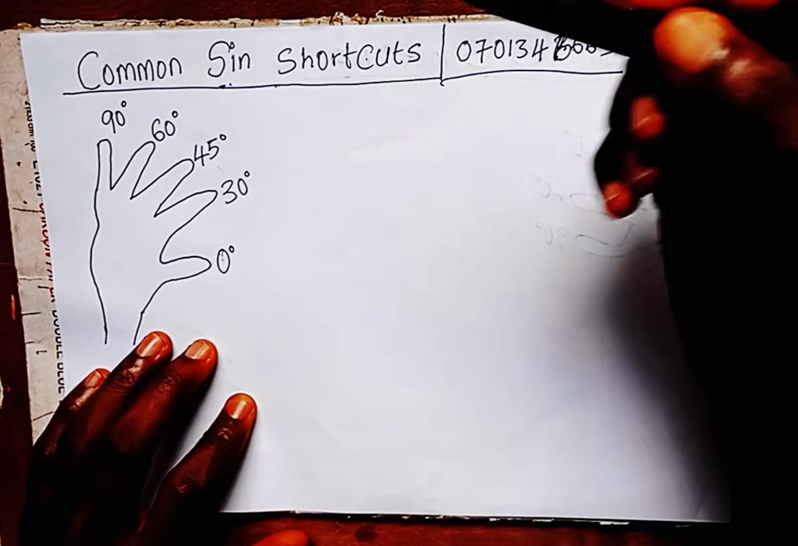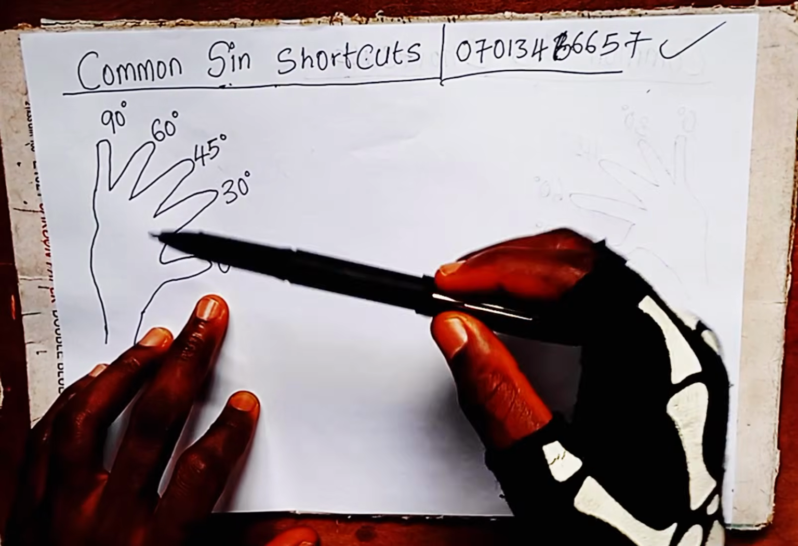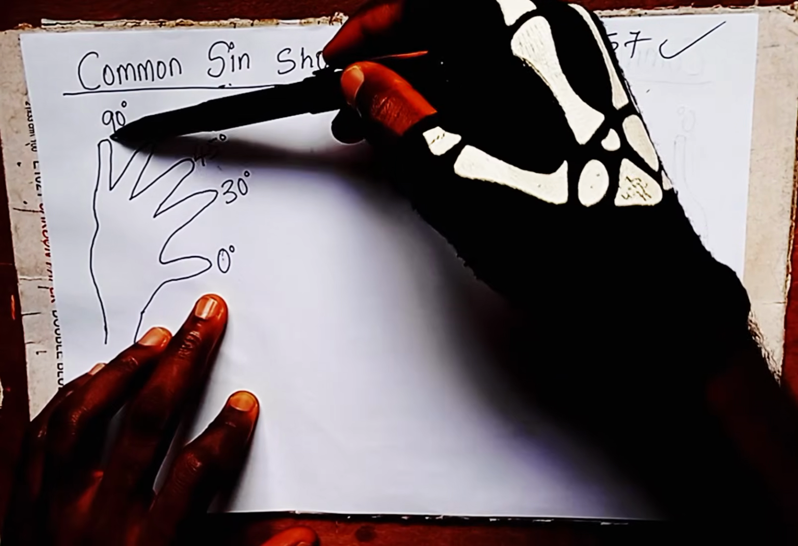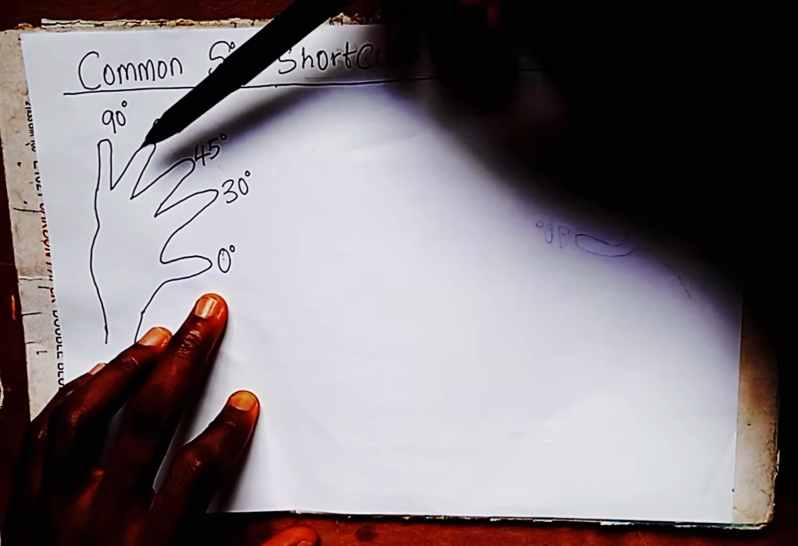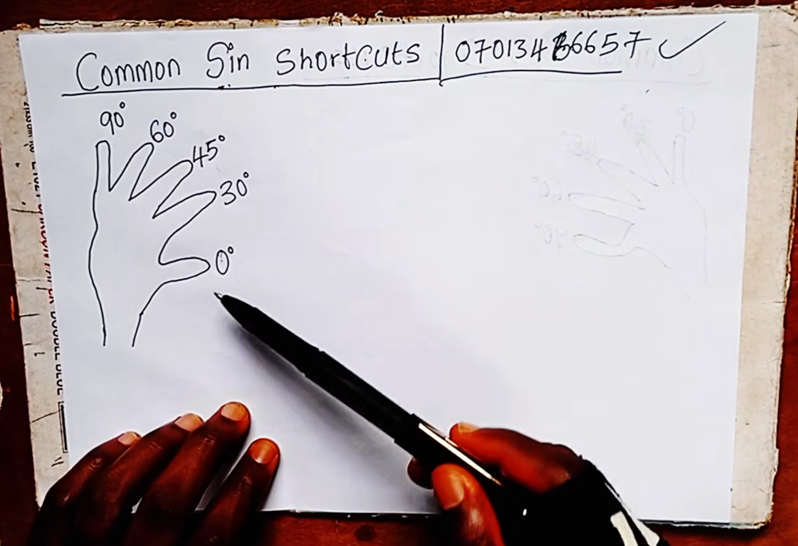If we are doing cos, for example, you are going to start from 90. It's the same thing for cos, but it's the numbering that will change. You will now put the 0 here and start from here: 0, 30, 45, 60, 90. But since you are working with sine, it's like this, and you are numbering from here.